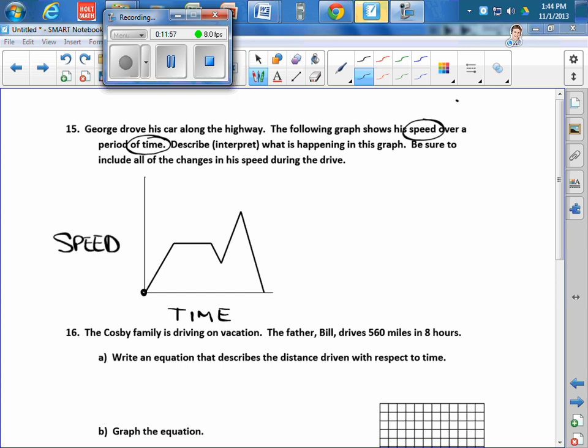Well, we talked about how we can put points at these changes, right? And let's go ahead and label these points A, B, C, D, E, and F. From A to B, what's going on? Well, what's happening to his speed? He's increasing speed, right? So he's gaining speed.